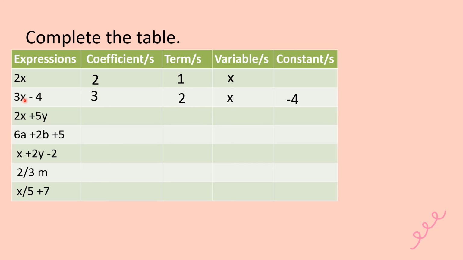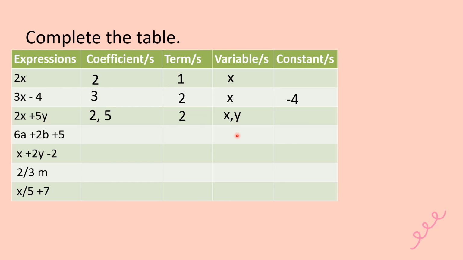Next, we have the coefficients. We have 2 and 5. So this is the coefficient of x, and this is the coefficient of y. So 2 and 5 are the coefficients. And we have here two terms. So one term, another term. And we have two variables, x and y. And there is no constant.